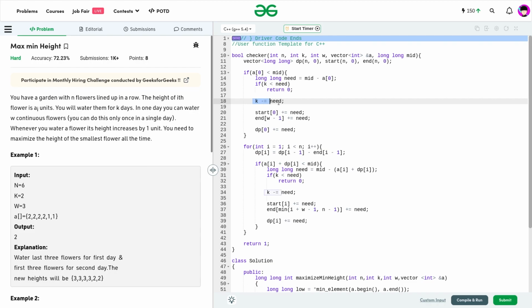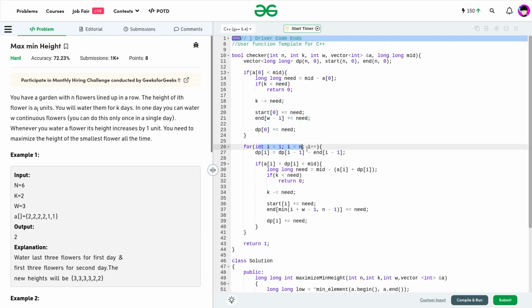Otherwise, I subtract need from k, because I'll use that number of days, or that required amount, from the value of k. So I need to subtract it. Start of 0 would be incremented by need, and end of w minus 1 would be incremented by need. Similarly, dp of 0 would be incremented by need. So this is just the basic stuff that we need to do.